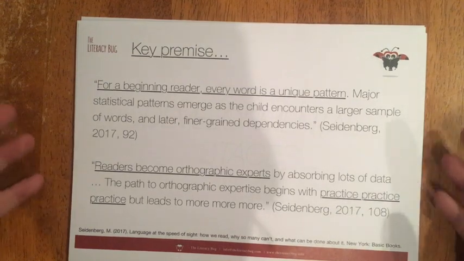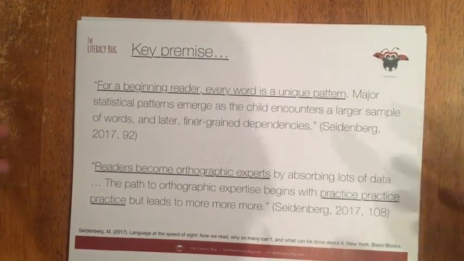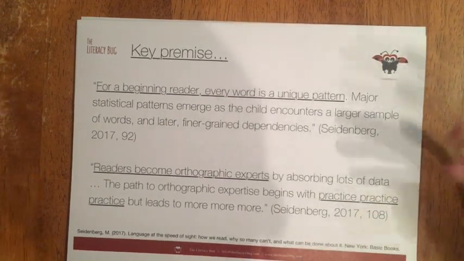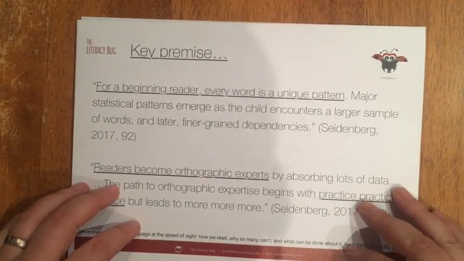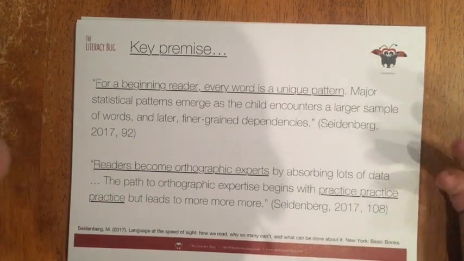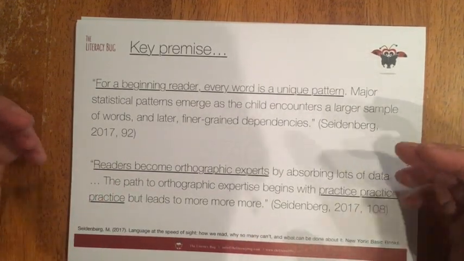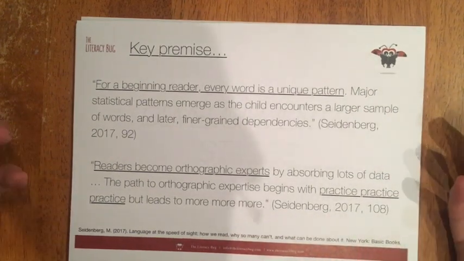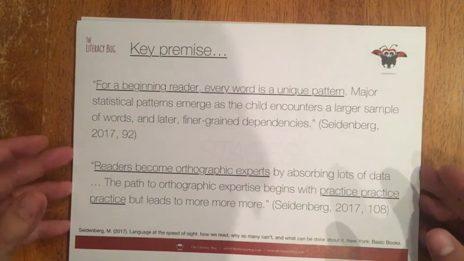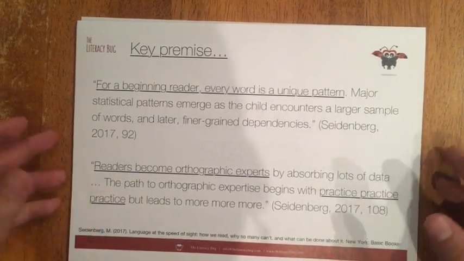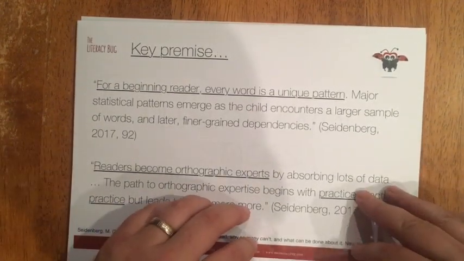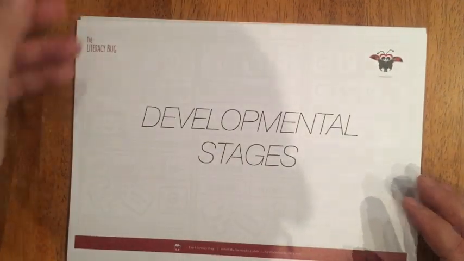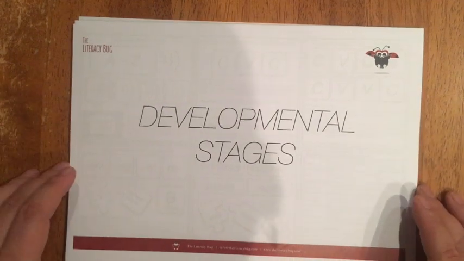So readers become orthographic experts by studying, by absorbing lots of data, by practice, and more, so that there's a logic to how words are put together. And so I'm not remembering each word as a unique pattern, I'm remembering each word as composed of parts that I know. And I can see what's the way to pronounce those parts that I know based upon my examination of words. Now there's some key developmental stages in spelling.